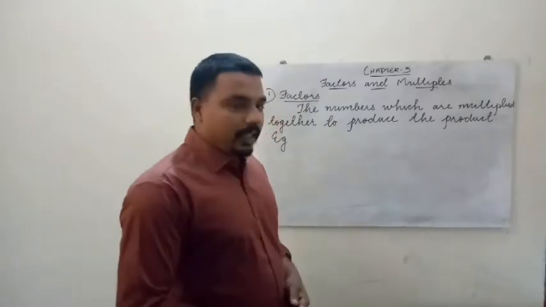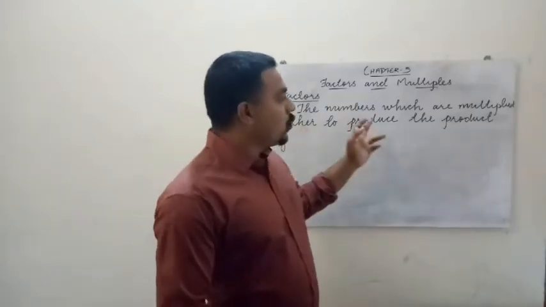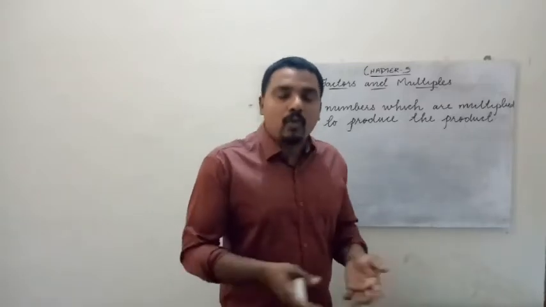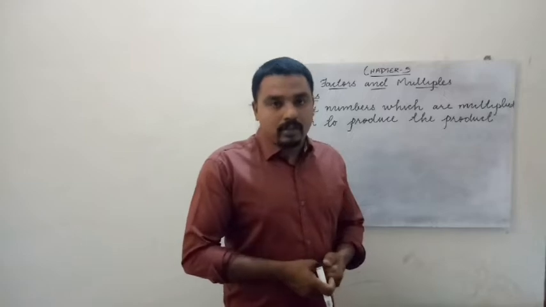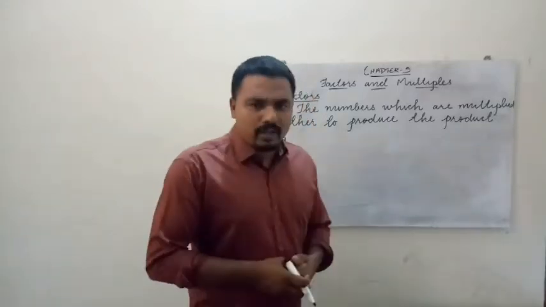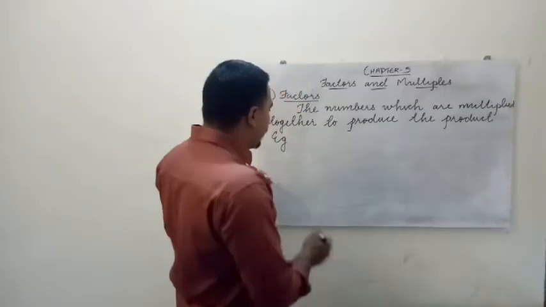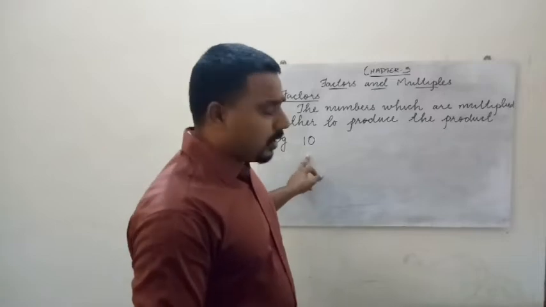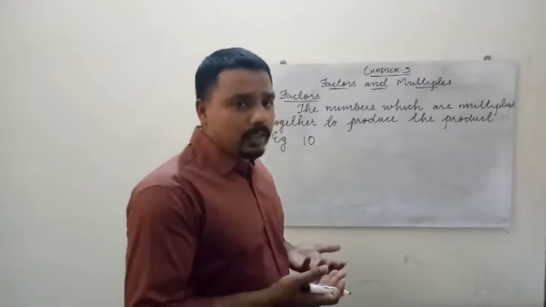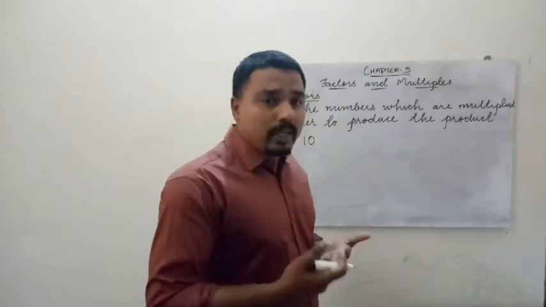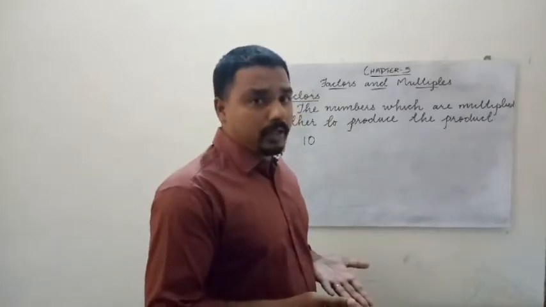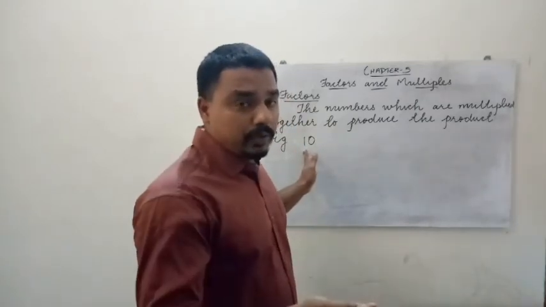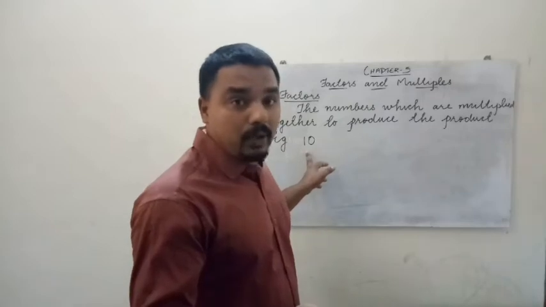The factor, as you can see, the numbers which are multiplied together to produce the product are called what? The factors. So how do we find the factors? Let us see one example. Here we need to find the factors of 10. As I said, what is a factor? The numbers which we multiply together to produce the product. So we need to find the numbers we have to use to produce this 10 as the product.